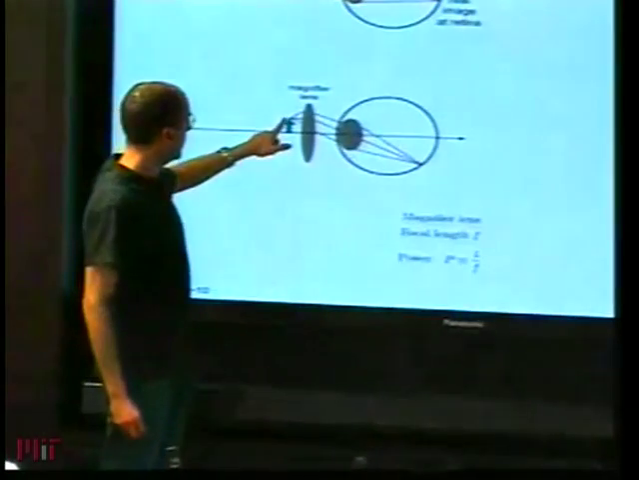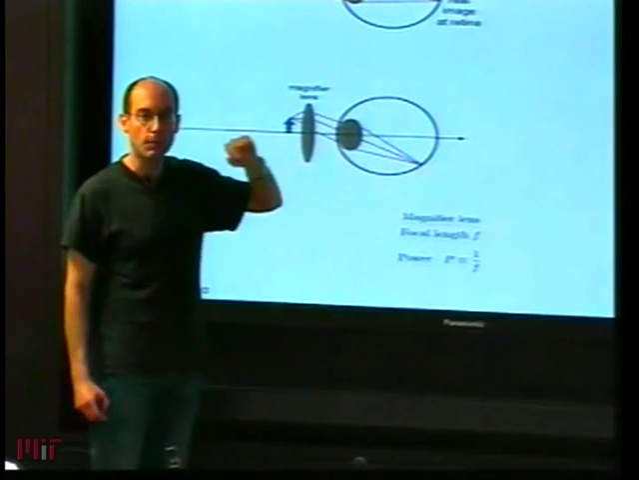Okay, these are the parameters of the magnifier. Let's say it is a positive lens, the magnifier. Let's say the focal length is f and the power is the inverse of that. So this is some ray tracing that shows how the image is formed by this lens.